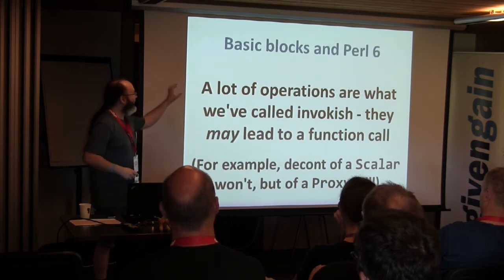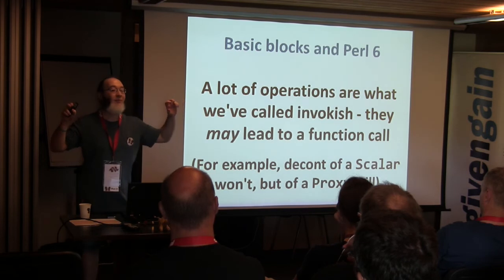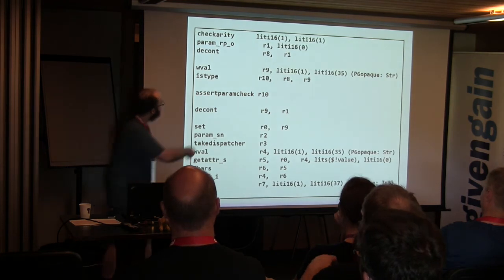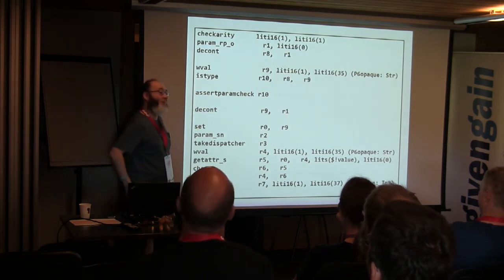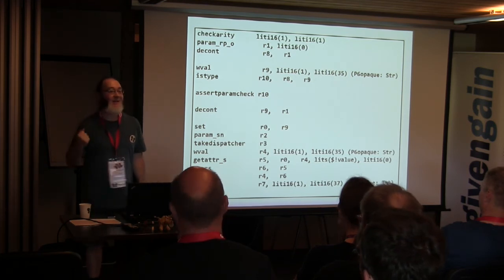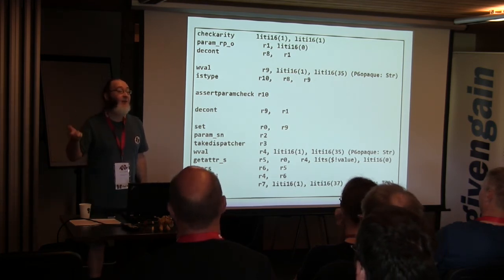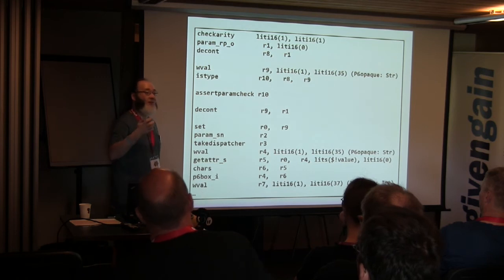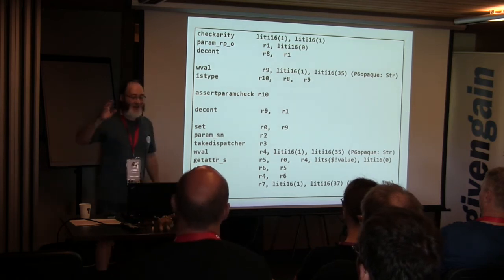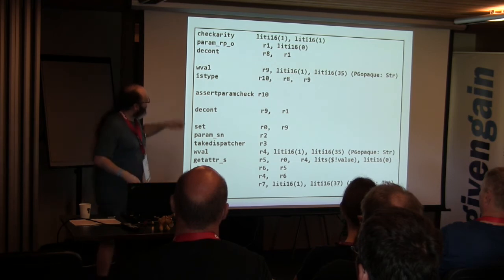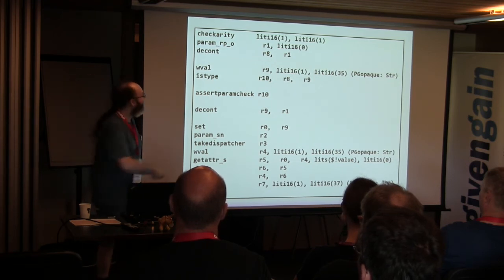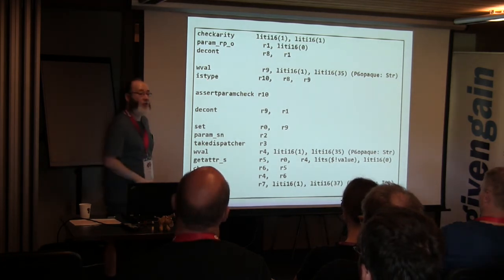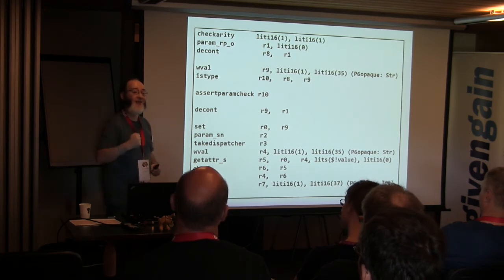In Perl 6, we have a lot of operations that we call invoke-ish. They might invoke something, or they might not. Just to show you an example, this is the decontainerize instruction. This takes a value out of a scalar container. If it's a simple Perl 6 scalar, then that's just a very easy memory read. But if it's what we call a proxy, which you can think of, in Perl 5 terms, a bit like a tied scalar or something like that, then we have to call some code to do it. Type checking is the same; I told you type checking is pluggable. So this might call code, or in a good case, it might just quickly look in a little cache and give the answer.